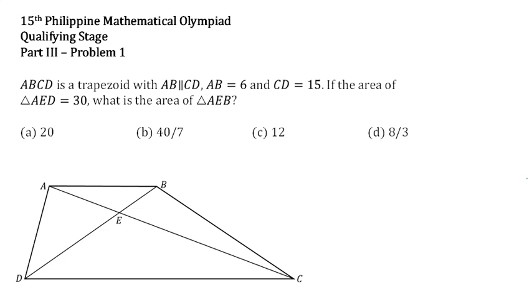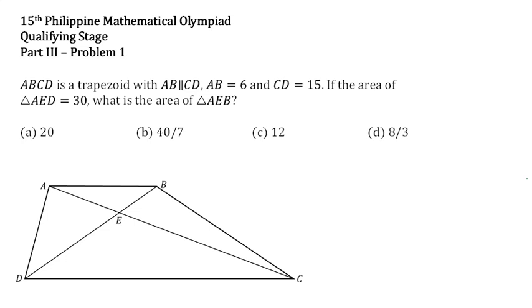For today's video, we will solve an item from the 15th Philippine Mathematical Olympiad. ABCD is a trapezoid with AB parallel to CD. AB equals 6 and CD equals 15. If the area of triangle AED equals 30, what is the area of triangle AEB?